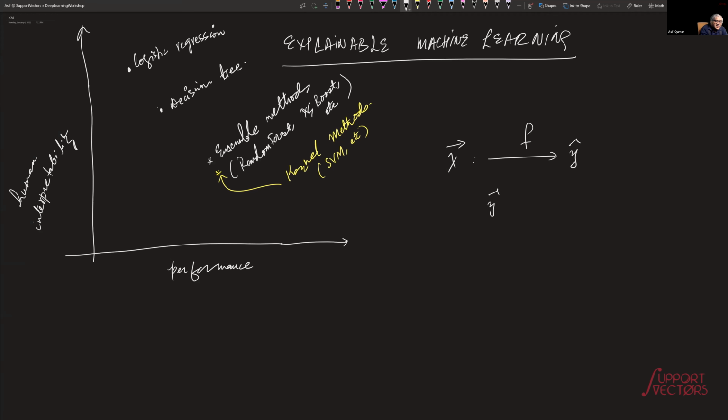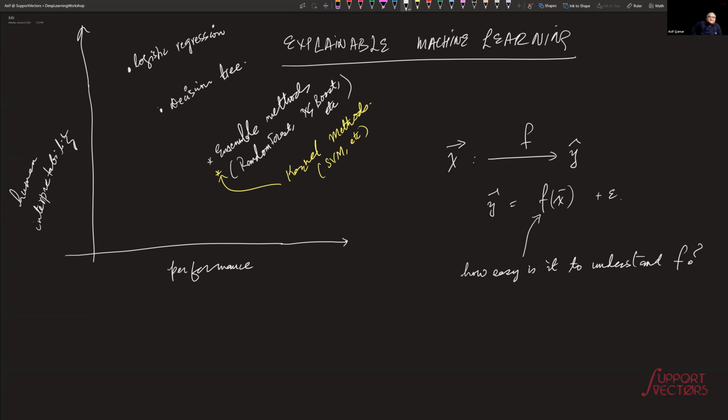So, in other words, y hat is some function of the X vector up to an error term. If you think of machine learning like this, the question is, what is F? How easy is it to understand F? That is a crucial problem.